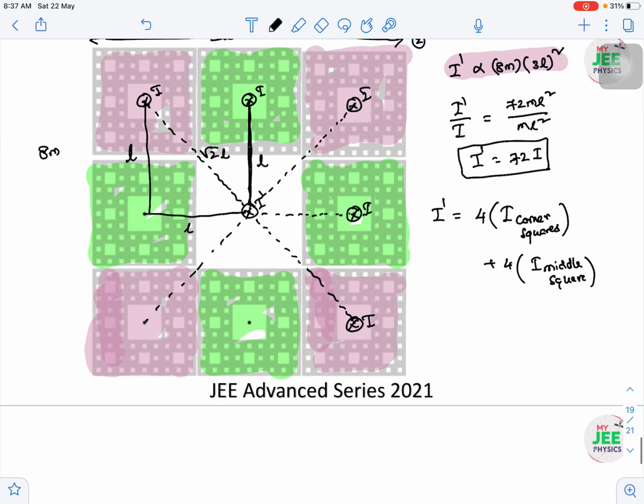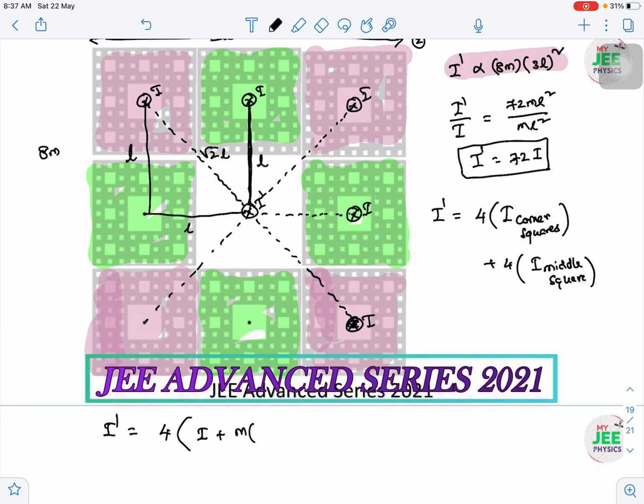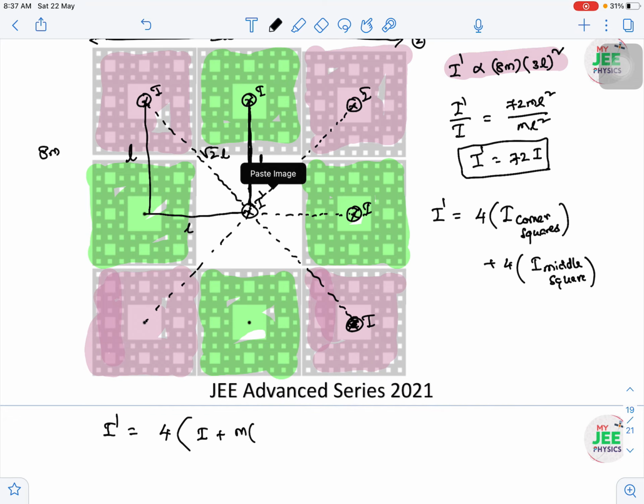So how to find it? Let us see. The I dash value is equal to 4 times the moment of inertia of the corner square. What is the moment of inertia about the axis passing through the center of mass? I, plus m into the distance between the two axes of rotation passing through the centers, which is the perpendicular distance. This axis of rotation is coming out of the screen, and here also coming out of the screen. What is the distance between them? The distance between them is root 2 L, so I can write root 2 L whole square.